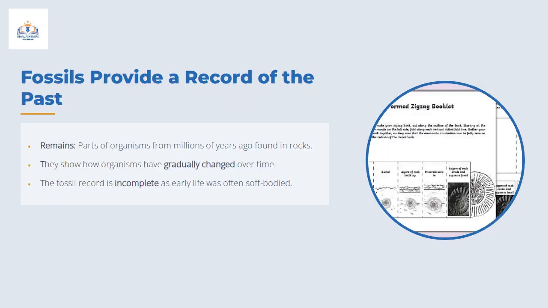One of the primary pieces of evidence for evolution is the fossil record. Fossils are the remains of organisms from millions of years ago, often found preserved in rocks. They allow us to see how species have changed over vast periods. However, the record is incomplete because many early organisms were soft-bodied and didn't leave fossils behind.